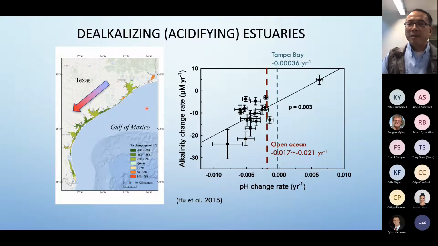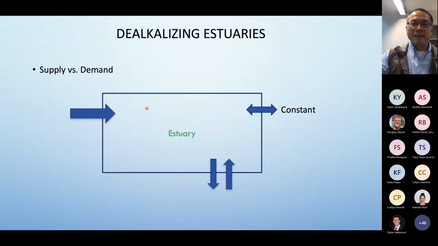And also at the same time, if you look at Tampa Bay, this is from a study published by Lisa Robbins several years ago. They looked at the pH trend across the Florida estuaries, and you can see the pH decrease is a lot smaller. I'm going to talk about that a little bit later today. So what happened to alkalinity?